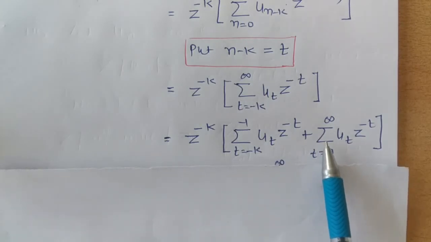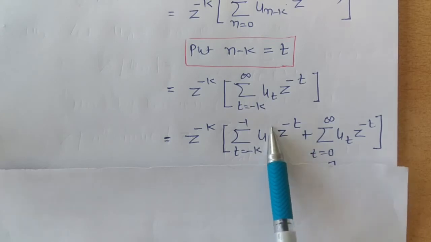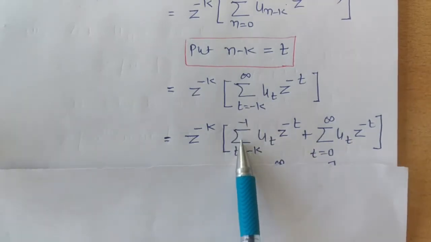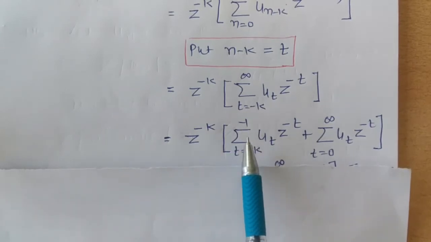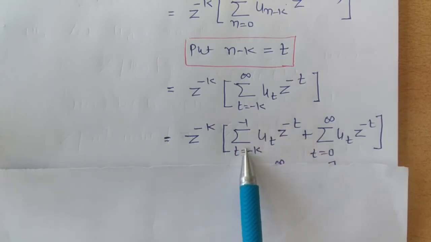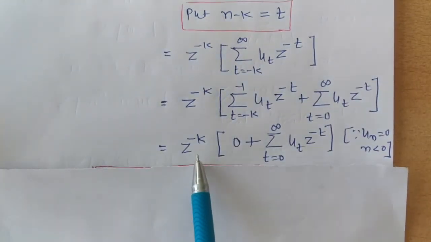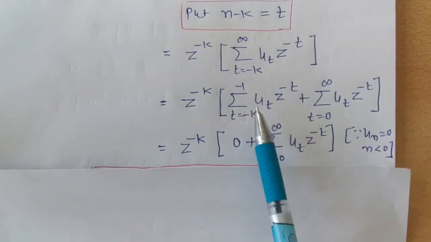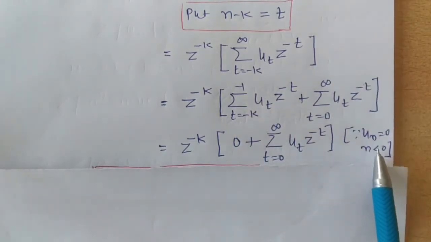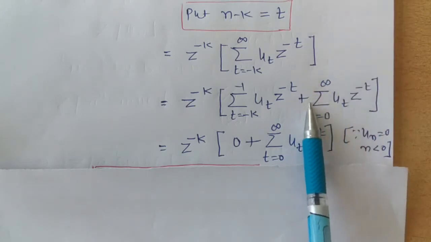Now as we are given n greater than or equal to 0, which means the value of u_n for n less than 0, that is for n = -1, -2, -3 and so on, the value of u_n is 0. So this summation gives 0 result, and we have z^{-k} into this summation, which is 0 because u_n is equal to 0 for n less than 0, plus summation t goes from 0 to infinity u_t z^{-t}.